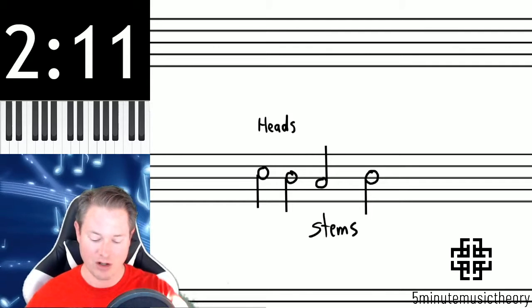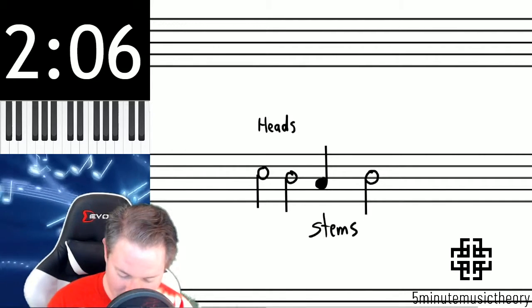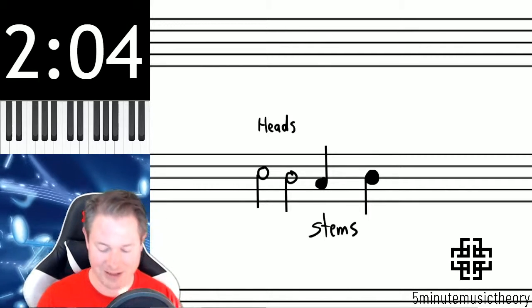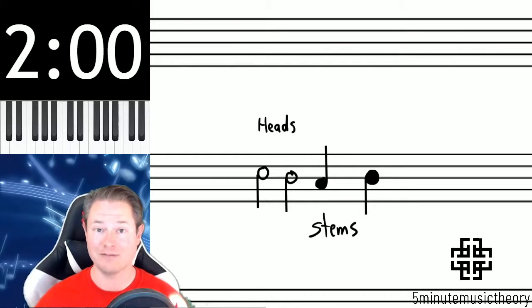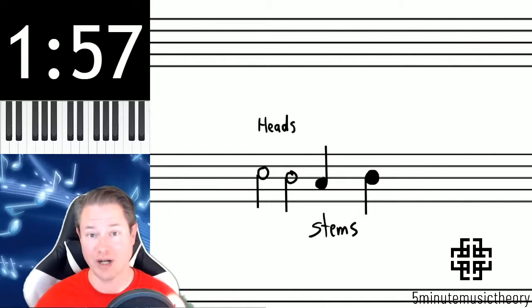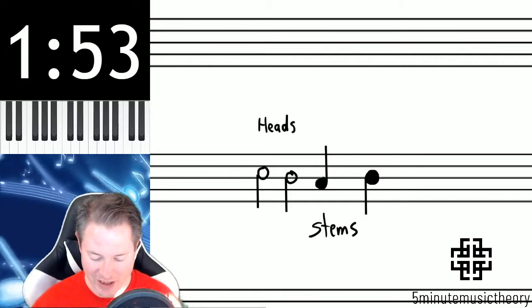So what we have here, all of these note heads are hollow. They're like circles that are not filled in. Some note heads are filled in, like this and like this. And that just changes the duration of the note. And in a video soon to come, we'll talk about note durations and how the heads and the stems have to do with those specific durations.